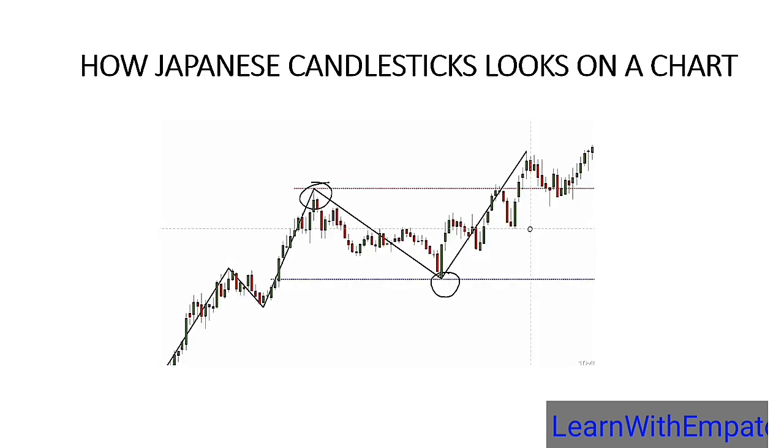So this is how a Japanese candlestick looks on a market chart. All these shapes you're seeing here are Japanese candlesticks. What I drew here was a support and a resistance point. The support level is at this blue line, the resistance level is at this blue line, and this was a 1-day chart for BTC USD, which I used to do the example.